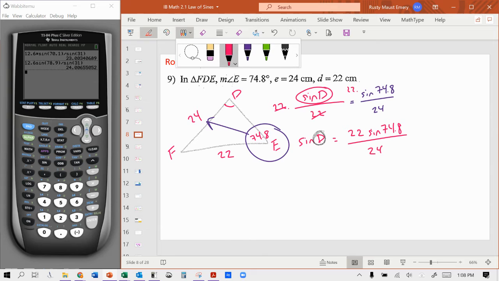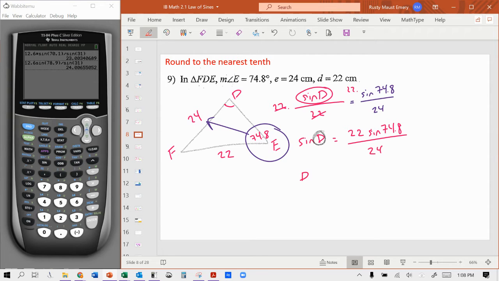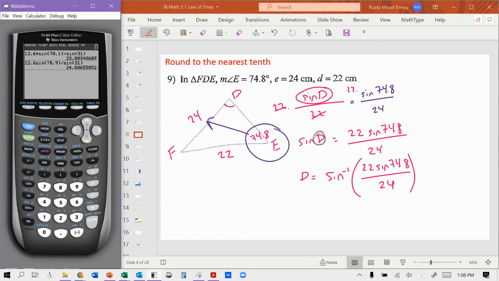So you're actually just going to be doing angle D is equal to the inverse sine of 22 sine of 74.8 all over 24. So it looks kind of weird, but you're going to have the inverse sine, and then you're also going to use the sine function inside, but we can go ahead and get that typed into our calculator now. So start with your inverse sine of, and again, if you're not sure, use extra parentheses.